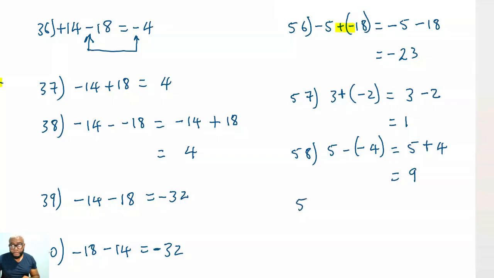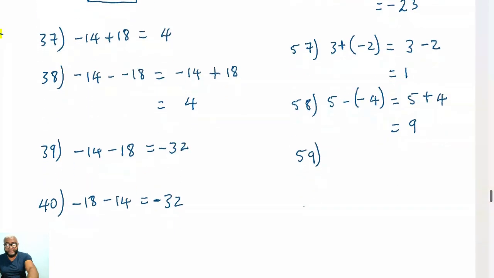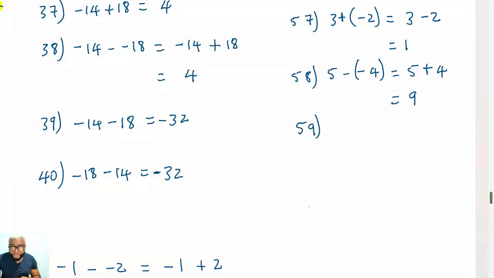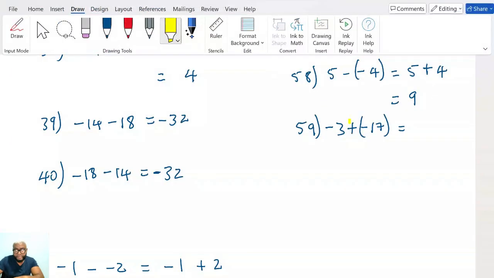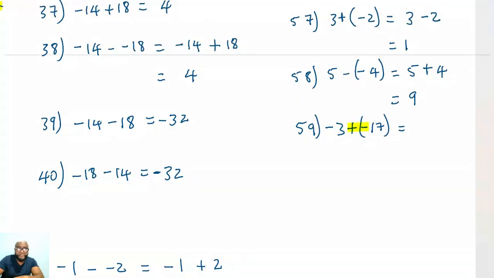Right. 59. It's going to be negative 3 plus negative 17. So I'm going to merge these two signs, which is the plus and the minus here. Let me highlight it. This plus and minus becomes a minus and I can drop the bracket. So it'll be minus 3 minus 17. The two signs are the same, so I must add. I'll get 20. Keep the sign in front of the larger number. Negative 20 is your answer.